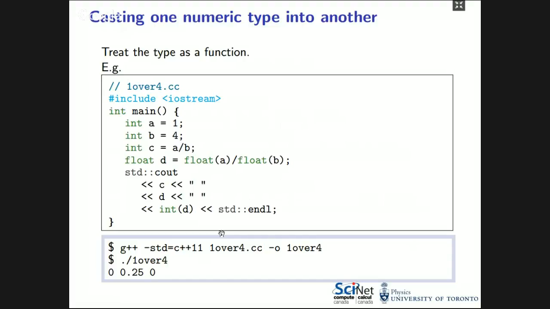Okay, so the order of arguments doesn't matter as long as the name of the application follows the -o. So I can reverse the order of the .cc and the -o 1/4, but I have to treat this as sort of a single clause. Okay.